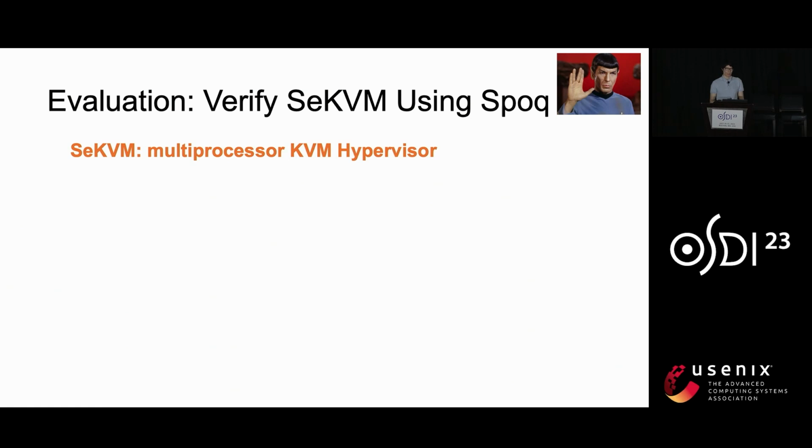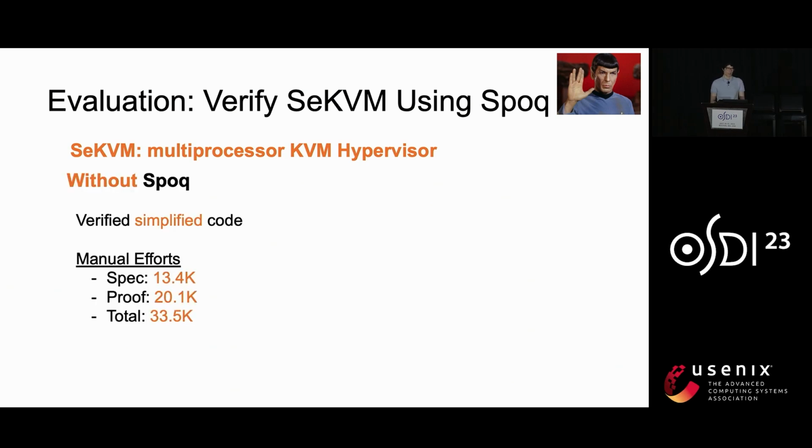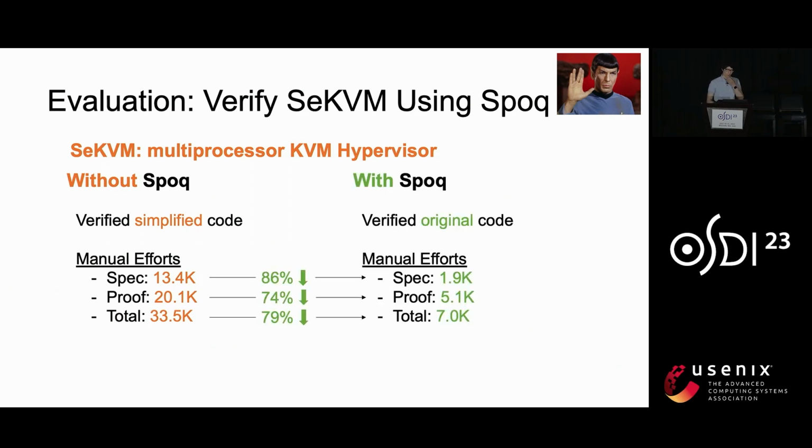And we have also used Spoq to verify SE-KVM. SE-KVM is a multiprocessor KVM hypervisor. Previously, we had verified a simplified version of SE-KVM with around 34,000 lines of manual proof. And recently, we ported SE-KVM to Raspberry Pi, and we changed the implementation a bit, and then the previous proofs were broken. So we redid the proof with Spoq.